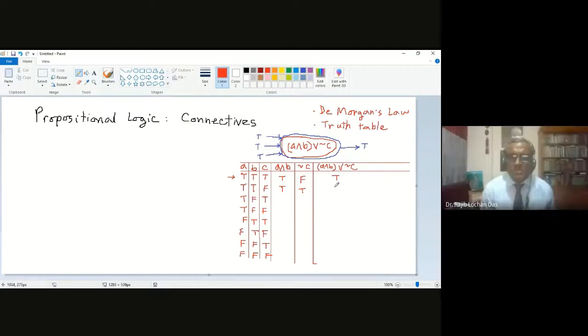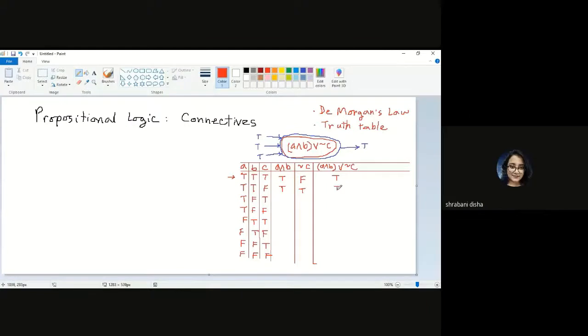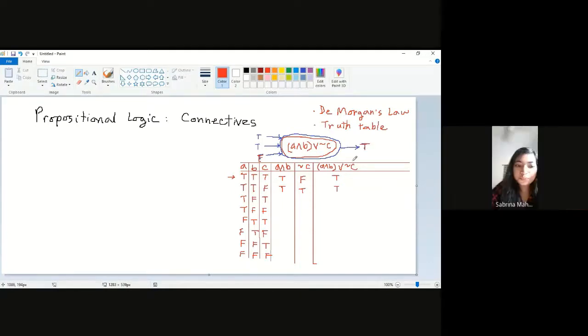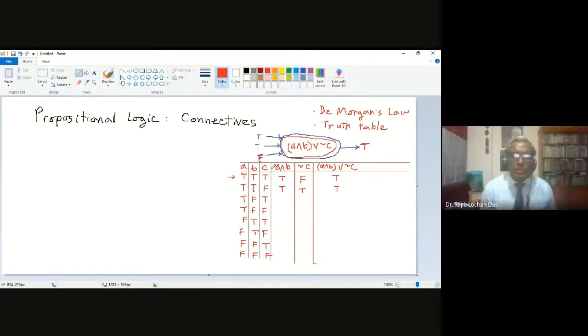Sir, and what is the last result? It is also true. So in this case, if the last one is false, then the result is also again true. This is the situation, right? So you understand what will happen with the second case. Now you think what will happen in the third case.